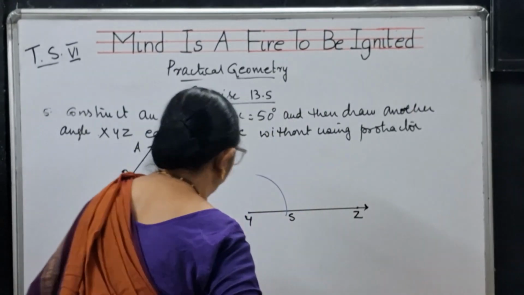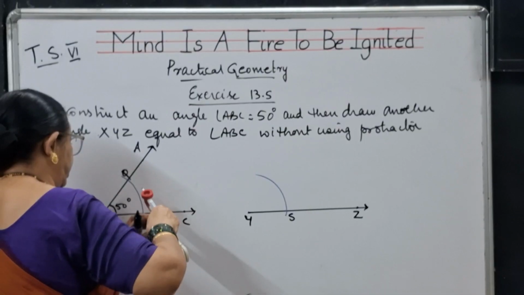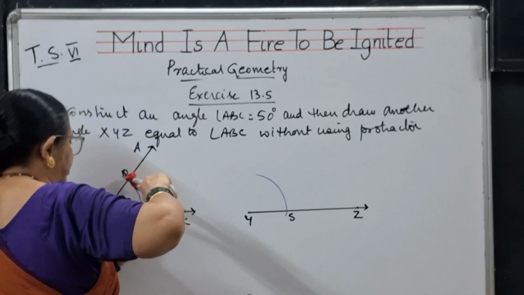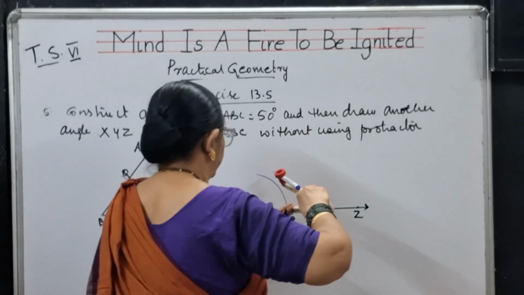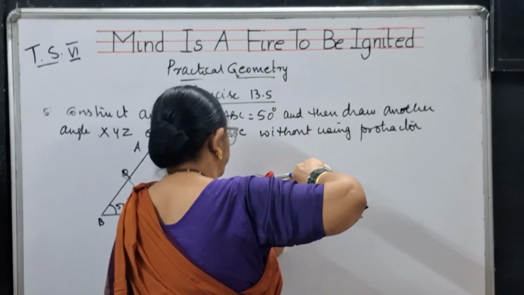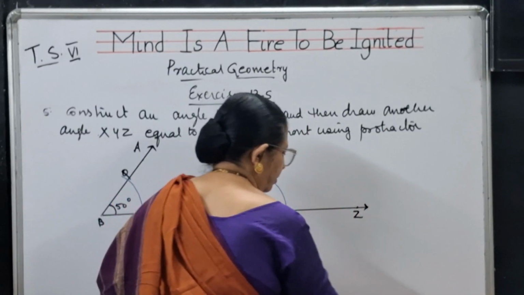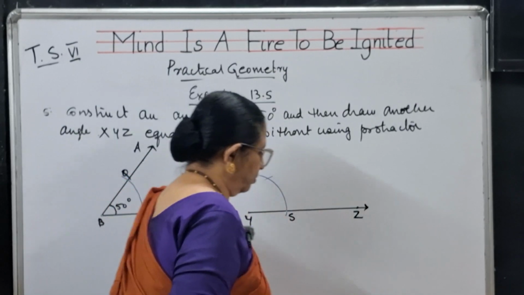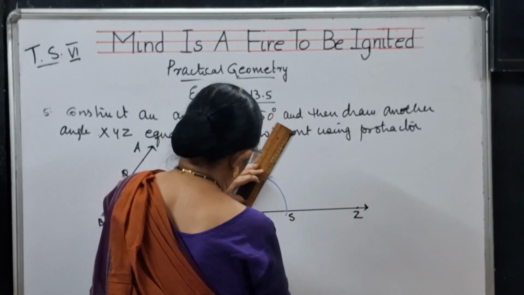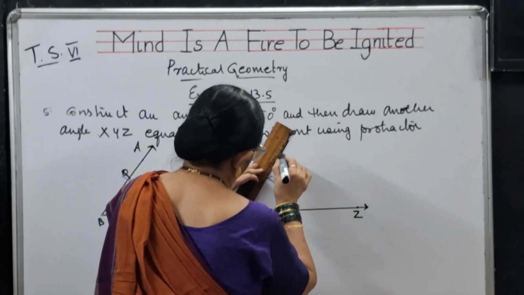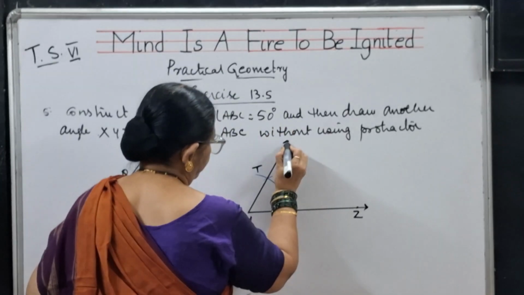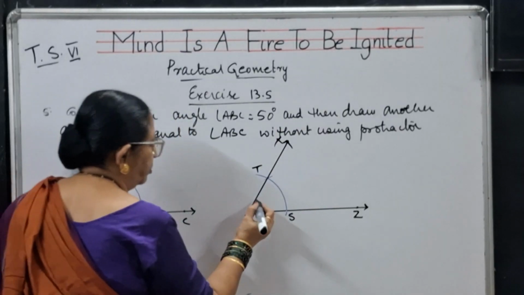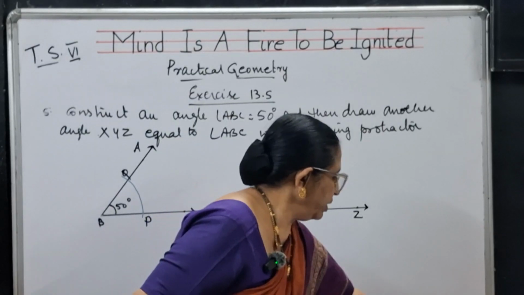Now, whatever is the distance between P and Q, measure the distance. Taking the same distance, you have to cut an arc upon it. This, let me consider it as T. Now join X, Y, T. So definitely this will be equal to 50 degrees.